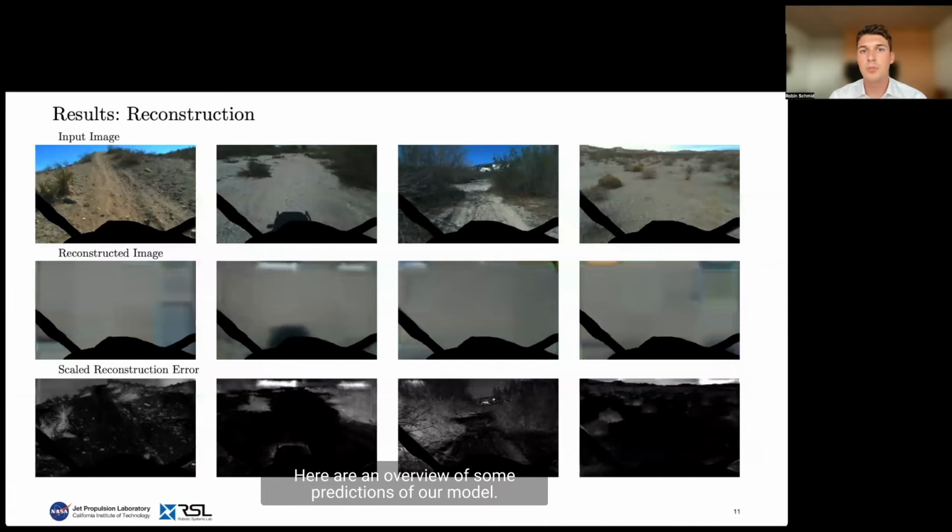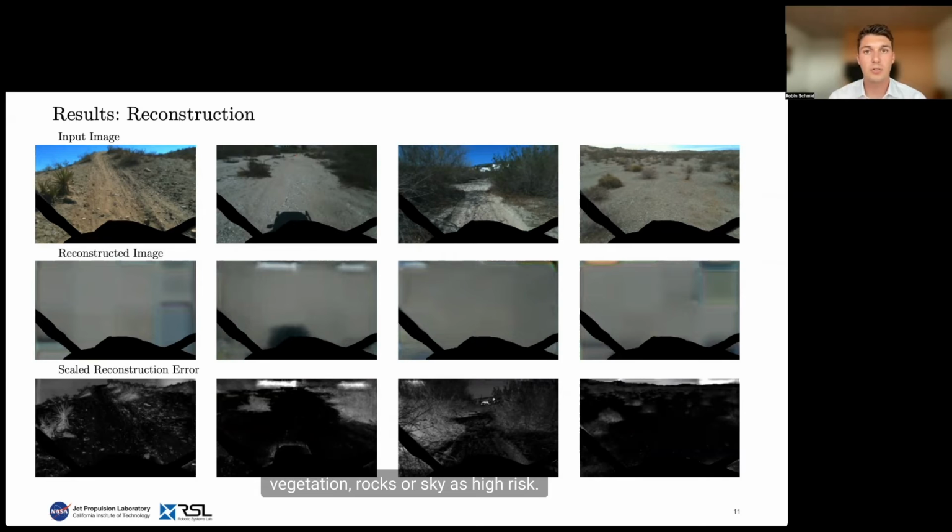Here an overview of some predictions of our model. If you have a look at the last row with the reconstruction error, we see a clear difference in the reconstruction of ground versus vegetation. The ground is clearly predicted as low risk and the vegetation and rocks or sky as high risk. We were curious to see how this compares and evaluates to ground truth data.